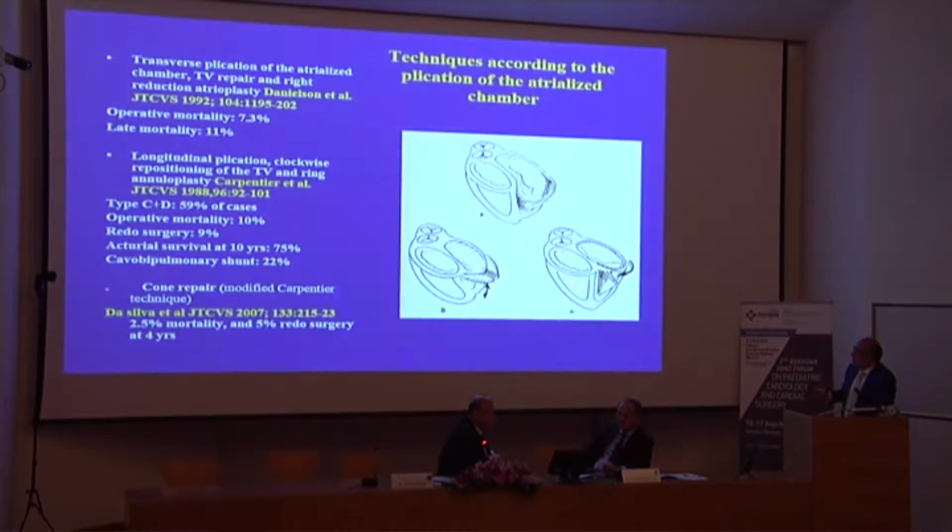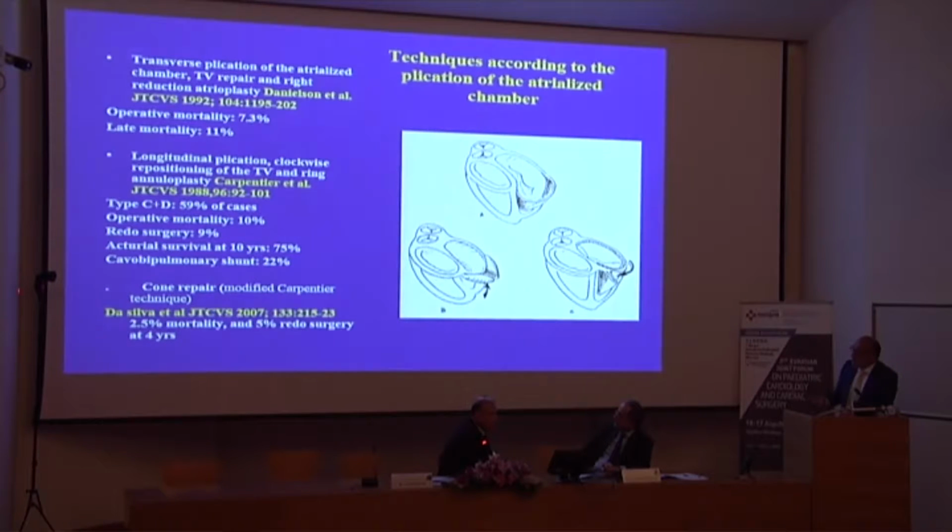And then Carpentier changed a little bit the plication technique. He started doing the longitudinal plication, the clockwise repositioning of the tricuspid valve, and systematically an annuloplasty. And he published his results in 1988. As you see here, the majority of his cases were type C, D. The operative mortality was 10%. 9% of his cases needed redo surgery. The actuarial survival at 10 years was 75%, and 22% of his cases needed Glenn anastomosis.